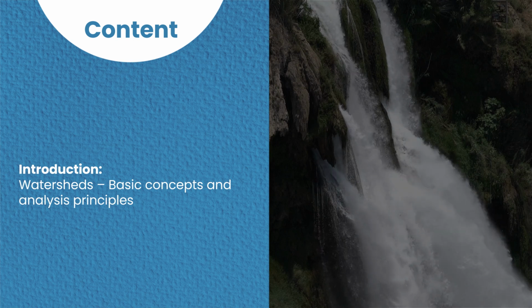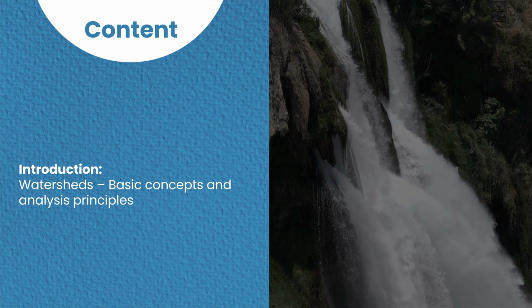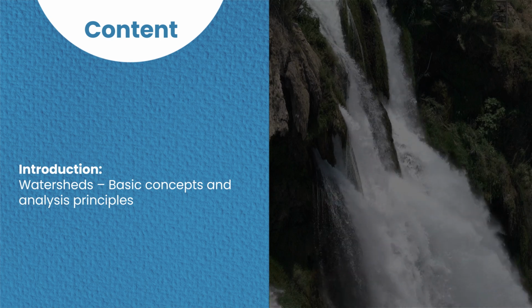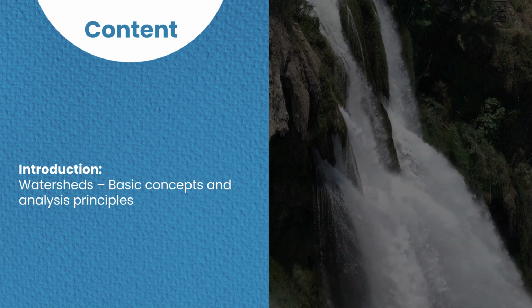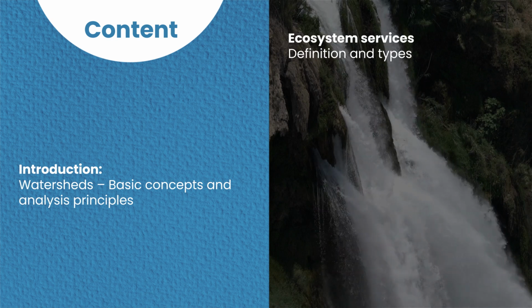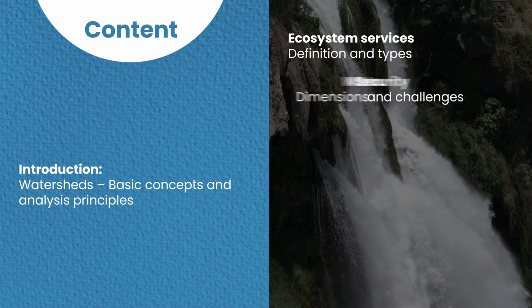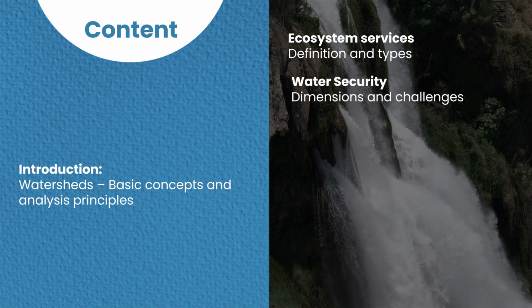In this presentation, we will see some basic concepts and principles of analysis in watersheds. We will see that watersheds are really our basic units of analysis, and that being able to understand watersheds is really important in all our analyses. We will also see some definitions of ecosystem services and types of ecosystem services. Then we will review the concept of water security, the dimensions of water security, and some challenges.